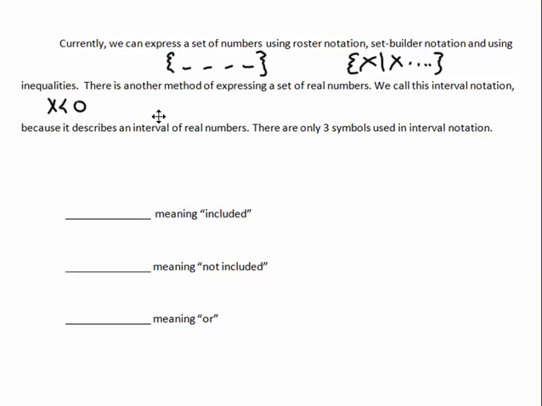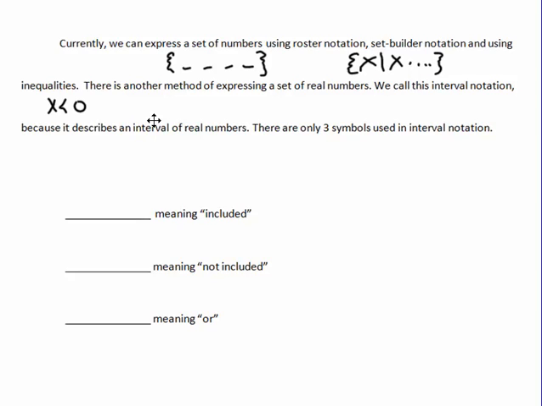It's called interval notation because it describes an interval of real numbers. In other words, it's going to describe not just 1, 2, and 3, but 1.1, 1.111, 1.01001, all the infinite amount of numbers between 1 and 2. It'll describe all those as well.